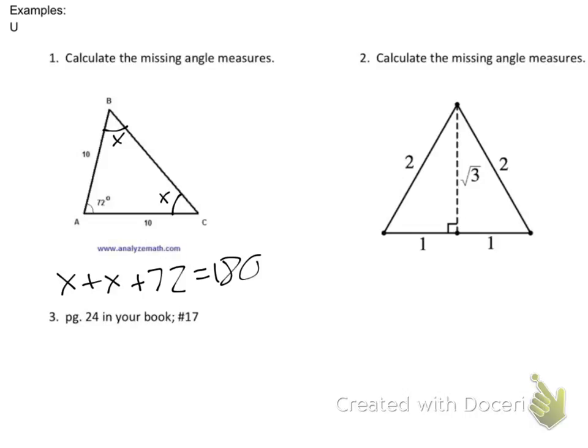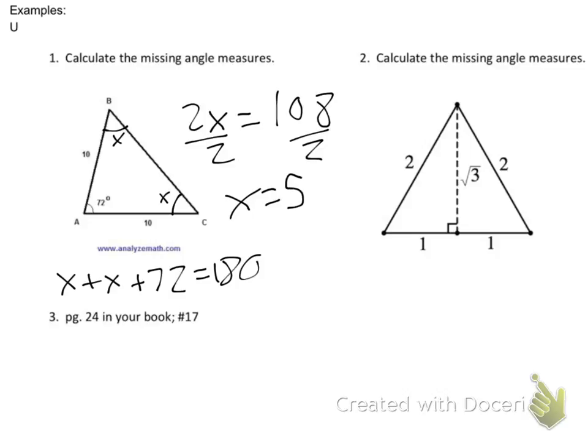So essentially, 2x equals what? Equals 108. Divide by 2. And that would be x equals 50 something. 54 degrees. Done. Hey, it's not too bad.